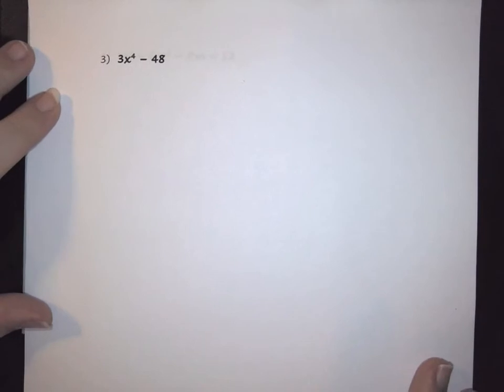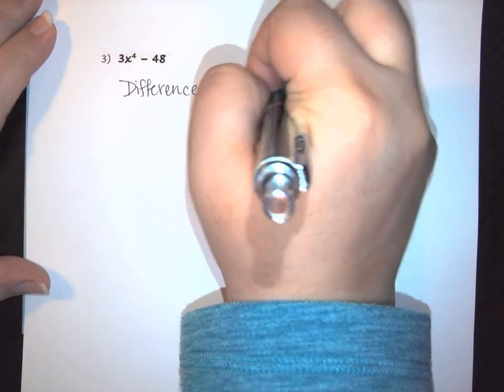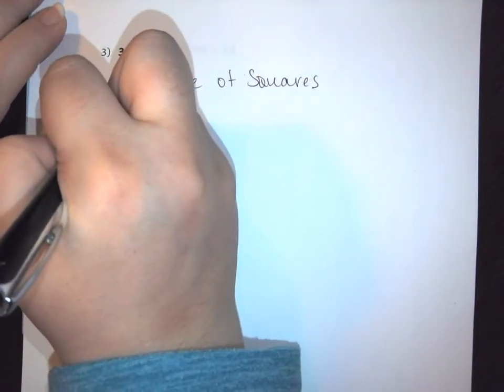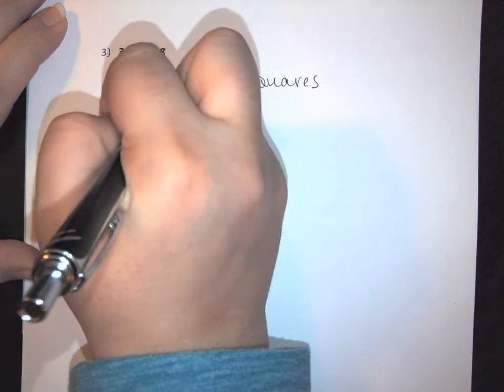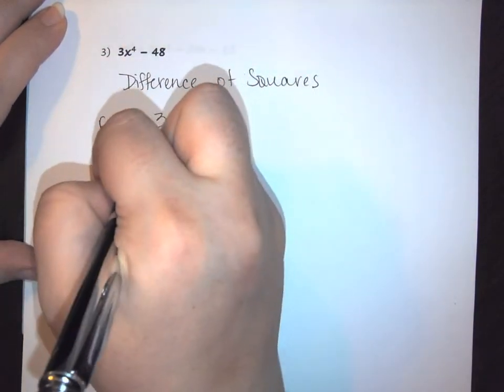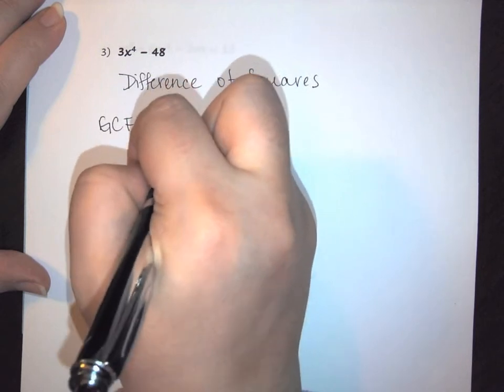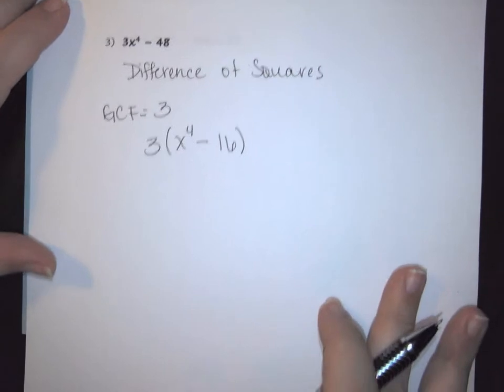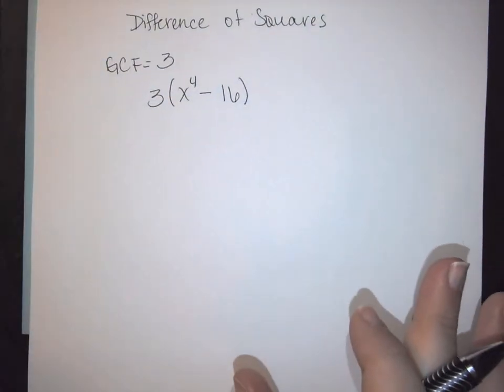Alright, let's look at another one here. Here I have 3x to the 4th minus 48. In this case, we are going to have a difference of squares. Again, my GCF is 3, so 3 has got to come out, and this is x to the 4th minus 16. So we have our difference of squares here.